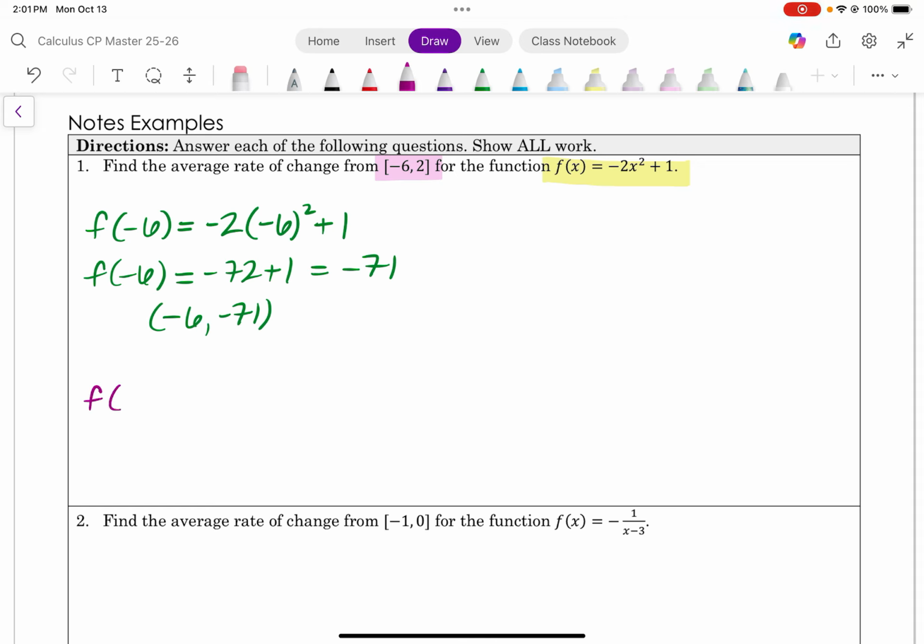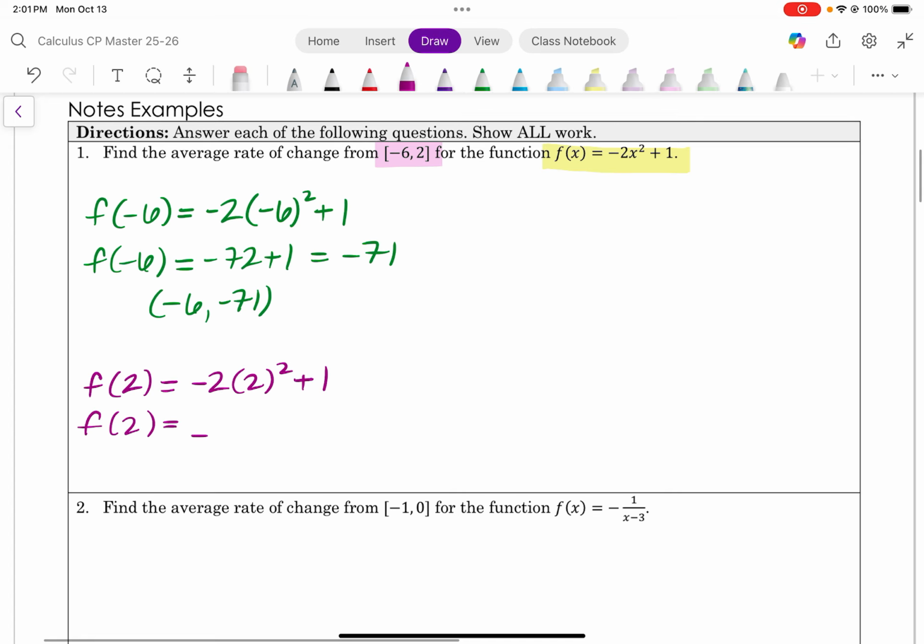I then have to repeat the process for the x value of 2. I need to find f of 2, which would be -2 times 2 squared plus 1, which would give me the coordinate what? If I substitute this in, 2 squared is 4, that would be -8 plus 1, which would give me -7, giving me the coordinate (2, -7).